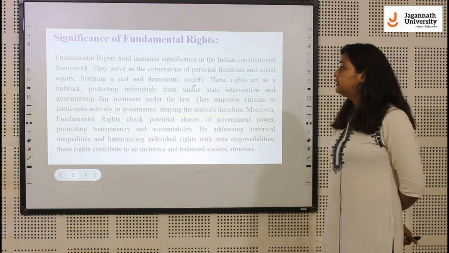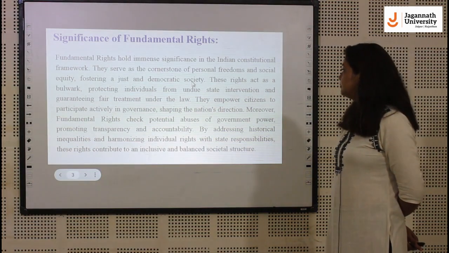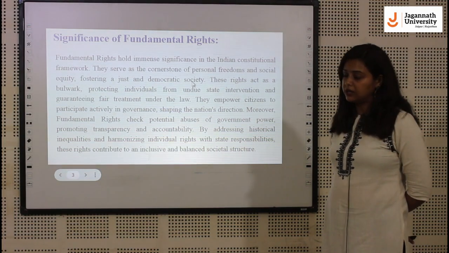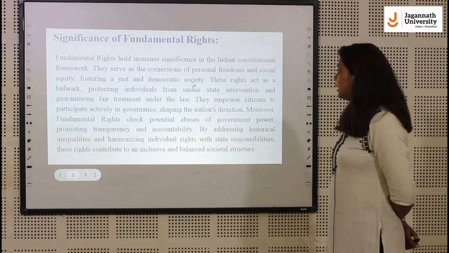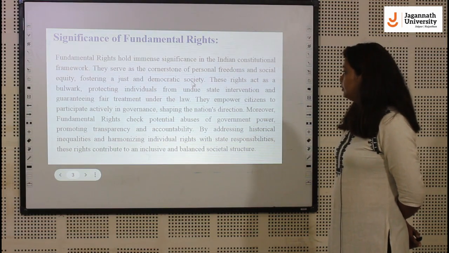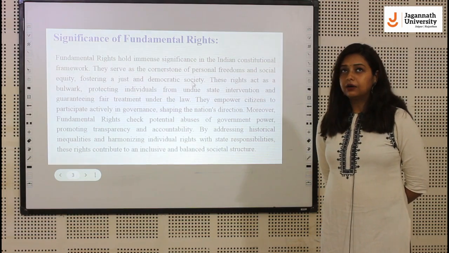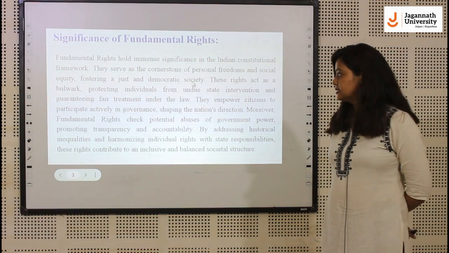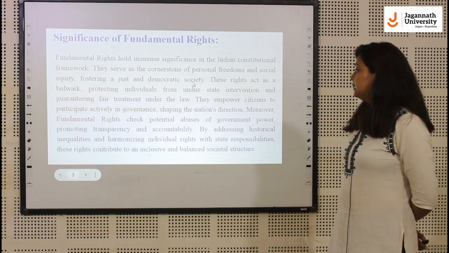Fundamental rights hold immense significance in the Indian constitutional framework. They serve as the cornerstone of personal freedoms and social equality, fostering a just and democratic society. These rights act as a bulwark, protecting individuals from undue state intervention and guaranteeing fair treatment under the law. They empower citizens to participate actively in governance, shaping the nation's direction. Moreover, fundamental rights check potential abuse of government power, promoting transparency and accountability.